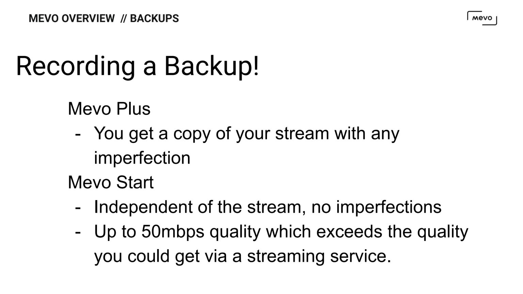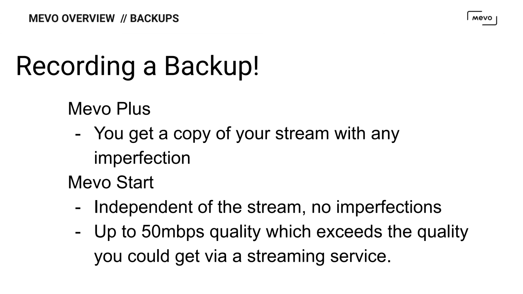So when it comes to recording as a backup, the Mevo Plus and the Mevo First Gen both essentially record copies of the stream with any imperfection that may be occurring. If you have dropped frames, tearing, or anything like that, your data connection's not great and you're getting some buffering, whatever it could be, if you see any kind of issue with your stream, you're going to see that with your recording when you review that in post.